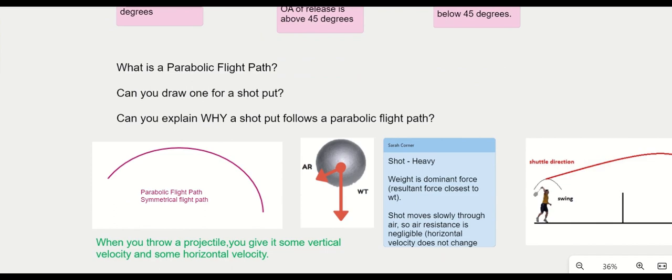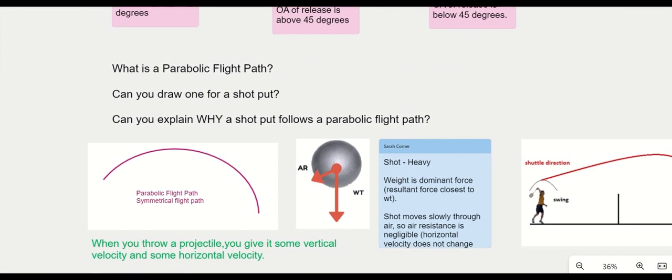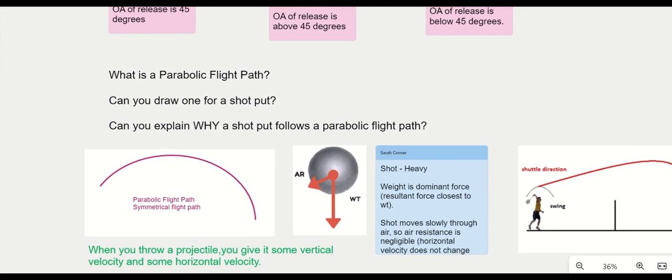So here we go. What is a parabolic flight path? A parabolic flight path is a symmetrical flight path. I've drawn one there on the board for you in that burgundy colour. And you can see, because we've done it for a shot put, the release height on the left is higher than the landing height because you release it from your shoulder. So that's a parabolic flight path. It's almost like a rainbow shape or an arc shape.